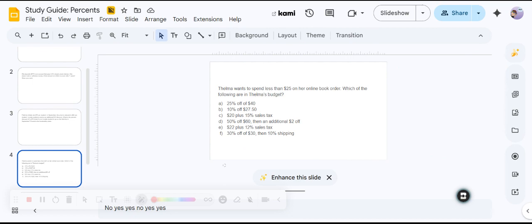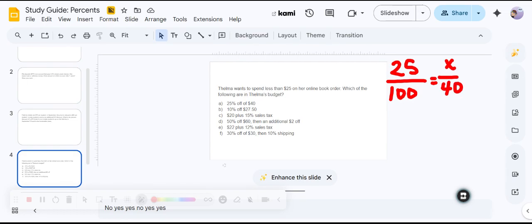So A says 25% off of 40. So we could say x over 25. No, we don't. That's a lie. We say 25 over 100. I lost my marbles there for a second, guys. Sorry. Because it's 25%. Duh, silly mistake. And x over 40, because that's our initial amount.